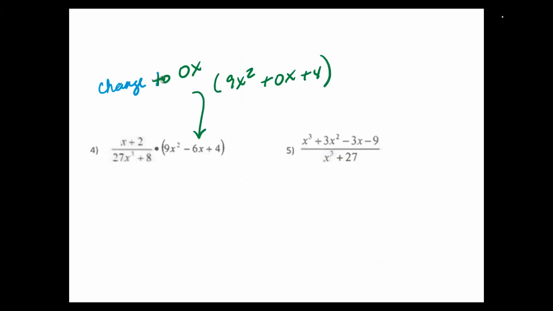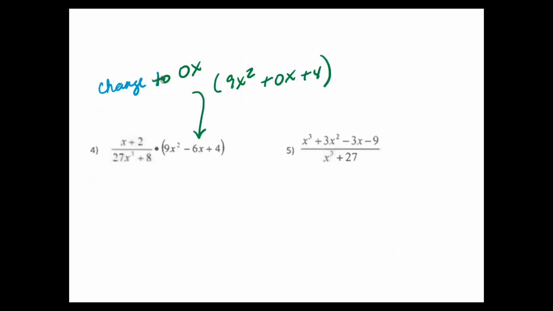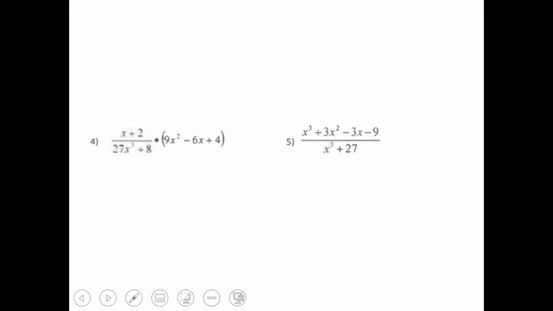All right, let's try the next one. Okay, so let's try number 5. Number 5 is a division, okay? And with this division, let's see how we're going to factor the top.